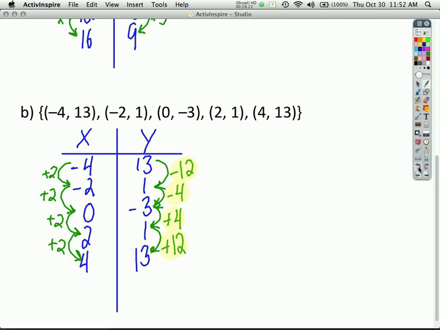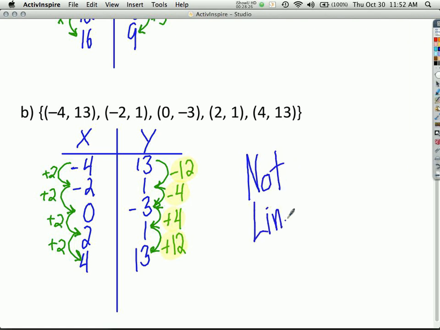So this is not linear. That's what we were asked. We were asked whether it was linear or not. It's not linear. Any questions about that? Any concerns? Okay.